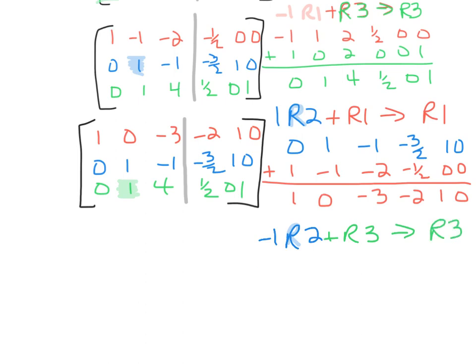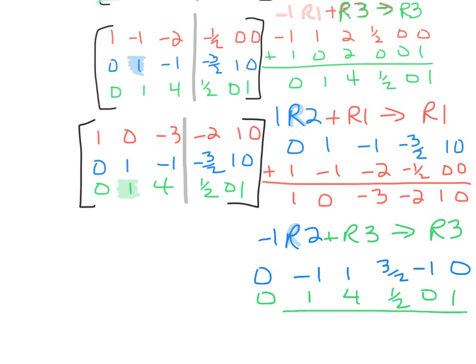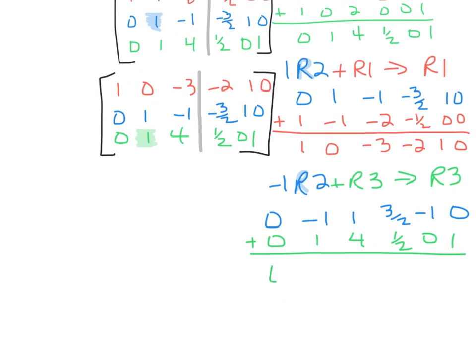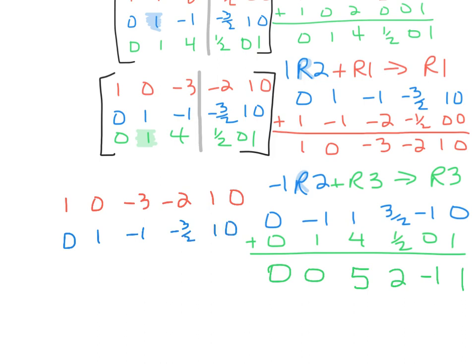So row 2: 0, -1, +1, +3/2, -1, and 0. Adding it to the current row 3, giving me 0, 0, 5, 2, -1, +1. So I'm rewriting row 1, rewriting row 2, filling in the new row 3.